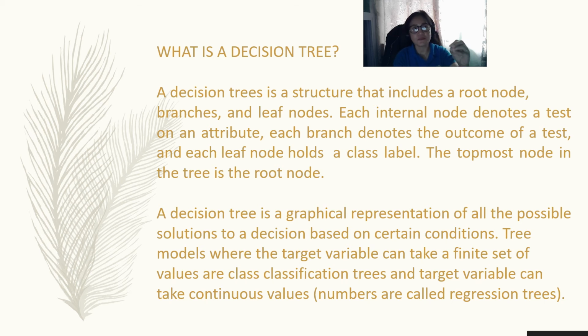So let's say, for example, your root node holds the alternatives. Let's say you have two alternatives, and these two alternatives go through whatever the chances are under those alternatives, and then at the chances, whatever the outcomes of those chances are. Tree models where the target variable can take a finite set of values are classification trees, and where the target variable can take continuous values, numbers, they are called regression trees.